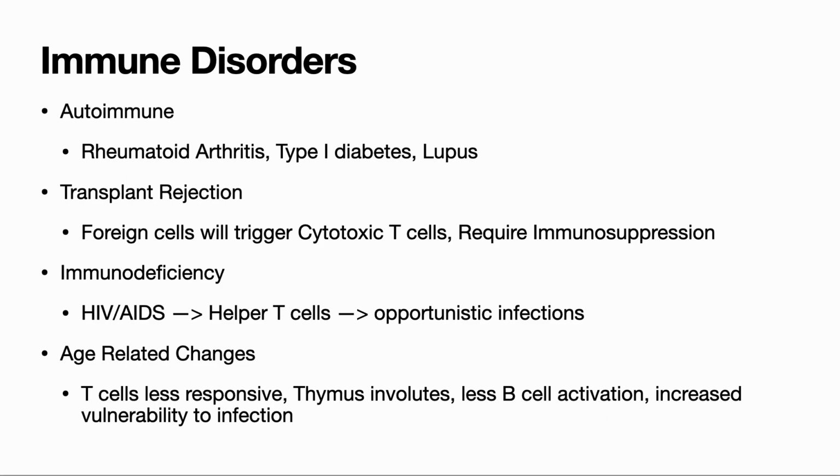In rheumatoid arthritis, we see elevated inflammation and joint destruction as our immune system attacks our connective tissues at the joints, for example. We also have the issue of transplant rejection. So when you put an organ into someone, the problem is those are foreign cells, and cytotoxic T cells are going to recognize those cells as foreign and want to destroy them. So it's going to require immunosuppression to try to shut those cytotoxic T cells down. We often use cyclosporin as the medication for that.